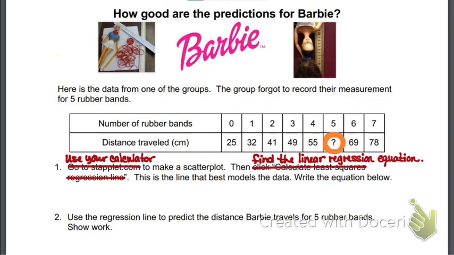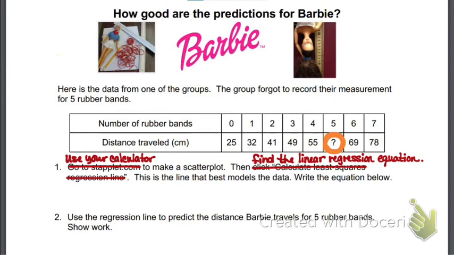Pull up my calculator too. Stat, edit. Go to list 2. There we go. So 25, 32, 41, 49, 55, 69, and 78. Don't forget to hit enter at the end. You should have a matched list, and 5 is totally missing here.